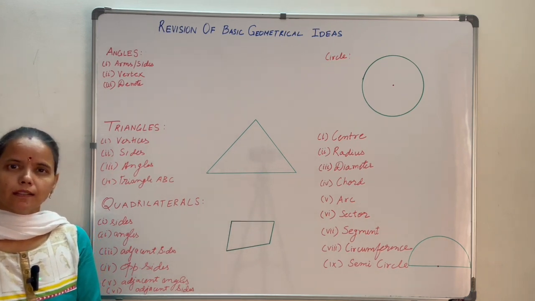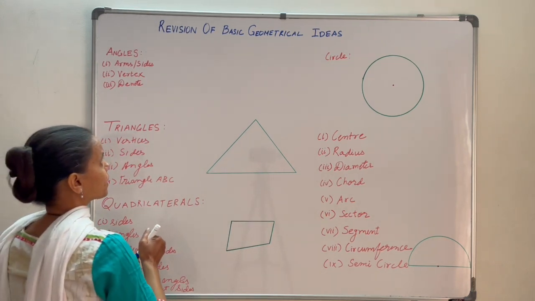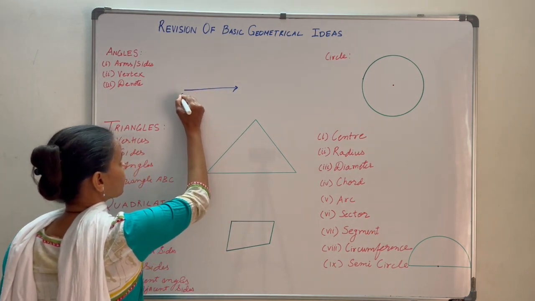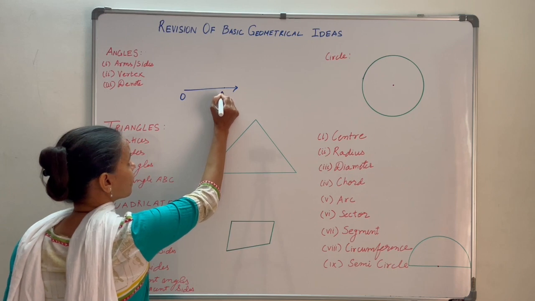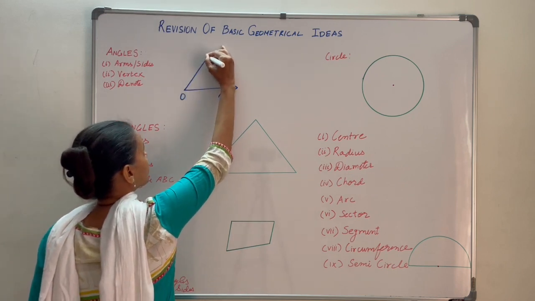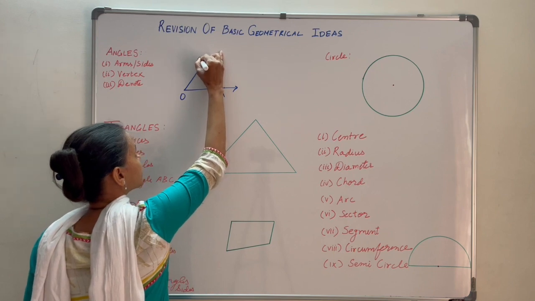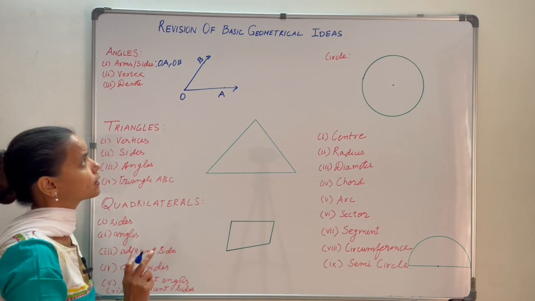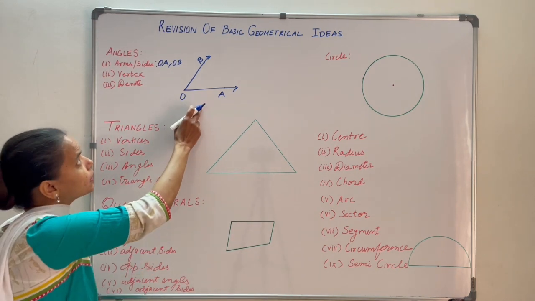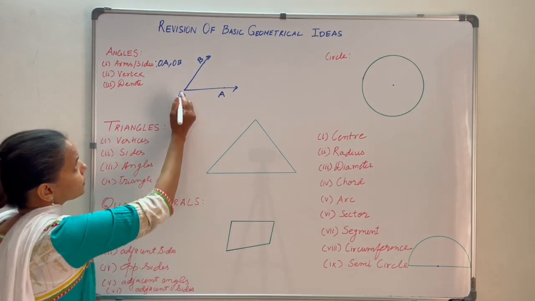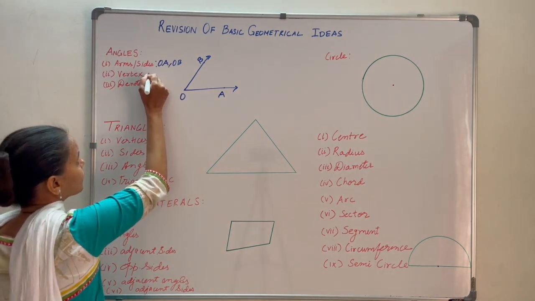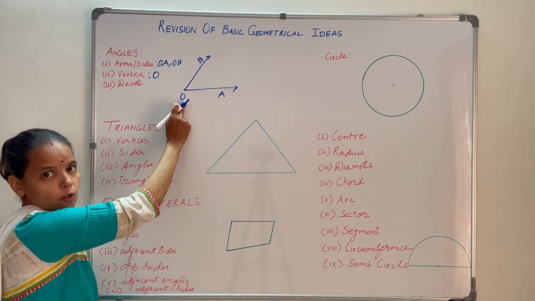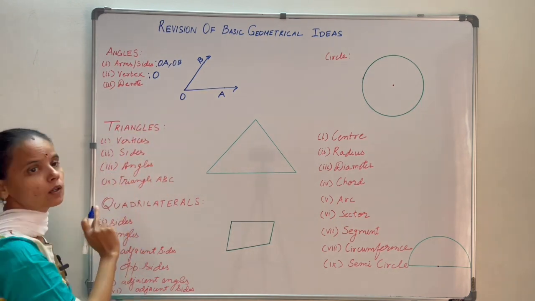Angles. Angles are formed when two rays have the same initial point. This is the ray OA and this is the ray OB. They have the same initial point O. OA and OB are called the arms of the angle, and this point O is called the vertex. The common source or the common initial point is called the vertex.